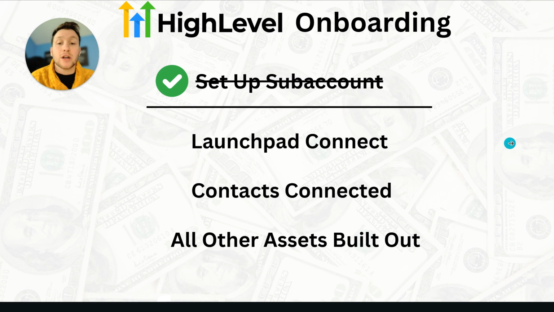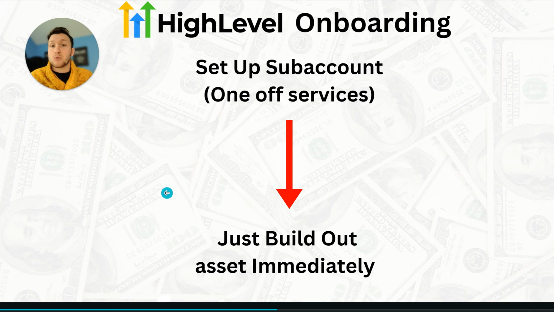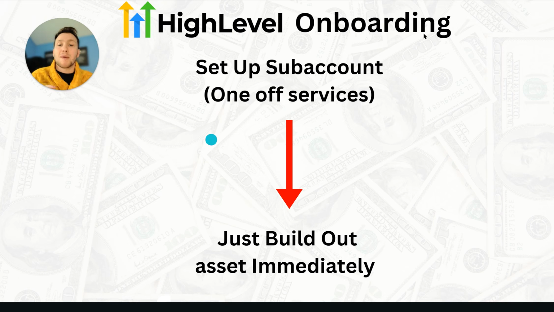But I want to make this really clear. If you were just offering one service, a website, an automation, just one thing, like you see right here, one-off services, just go and build out the asset immediately. So you don't got to go through these next steps if you're just doing one little thing. Now, I always suggest that you do offer more than that, but some of you guys are literally just solving one little problem. You don't need to go through all these other next steps, which is plugging in and filling out the Launchpad and all this stuff.